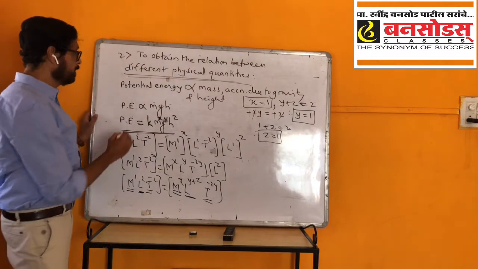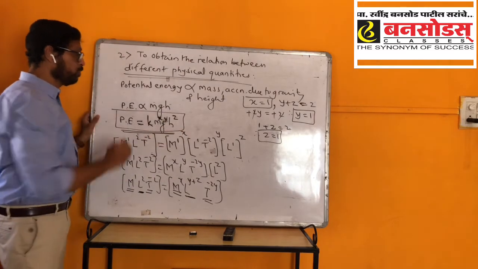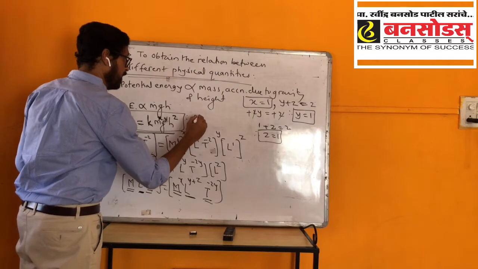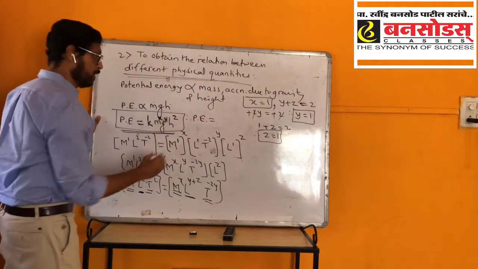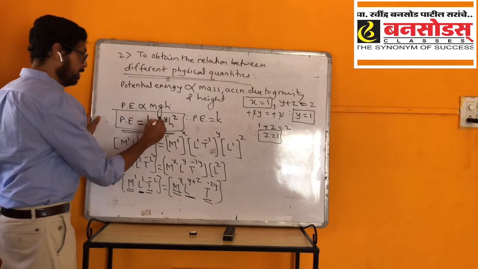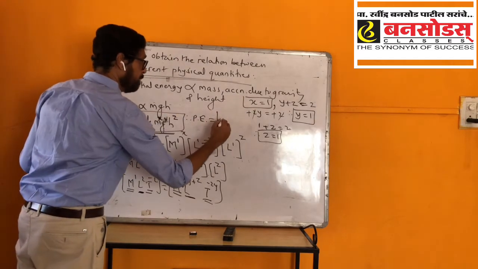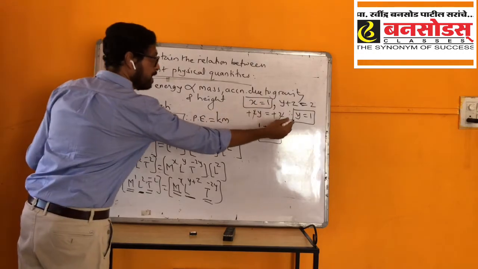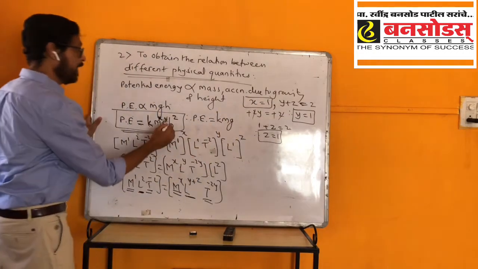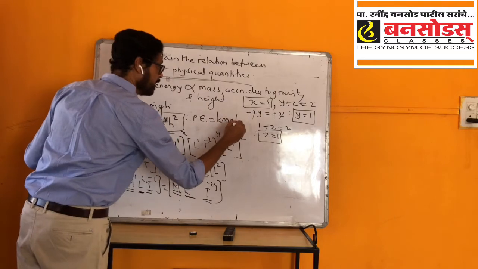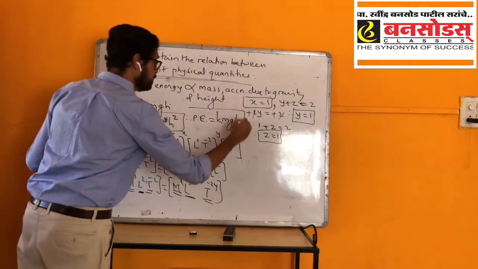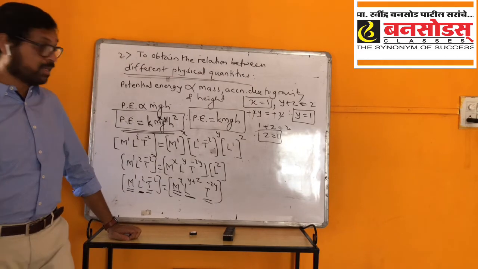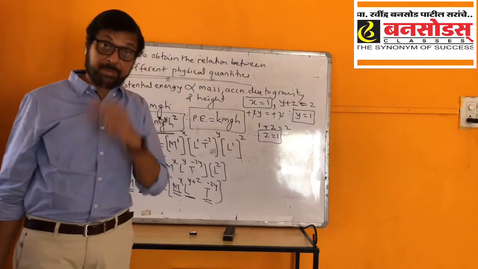Now, in this equation, you'll put the values of x, y, and z. Therefore, potential energy is equal to K m raised to how much? X means m. M raised to 1, that is m. G raised to how much? Y, that is also 1. And H raised to how much? Z, that is H. So potential energy is equal to K mgh. So you got the relation. Potential energy is equal to K mgh.